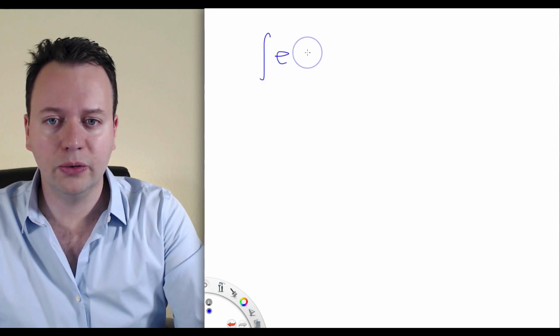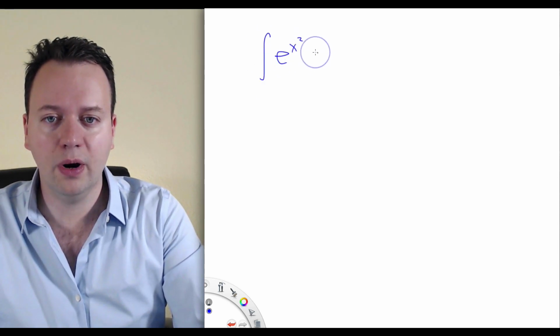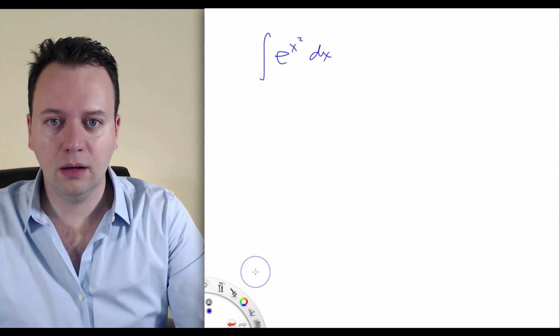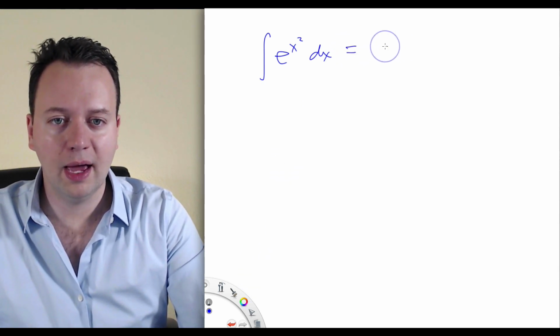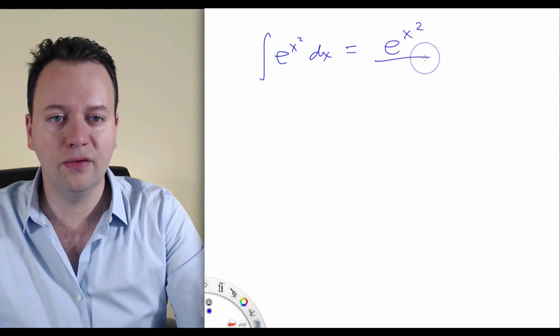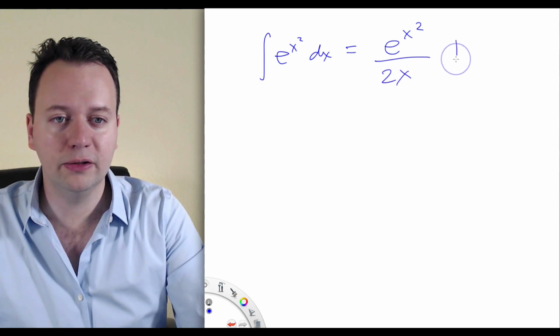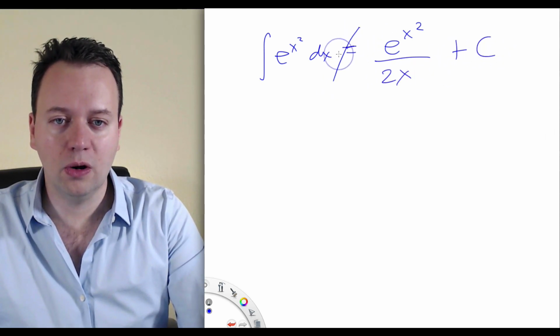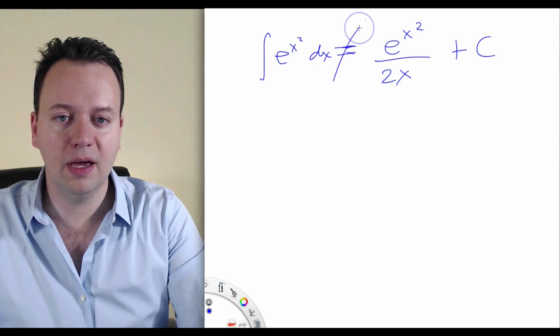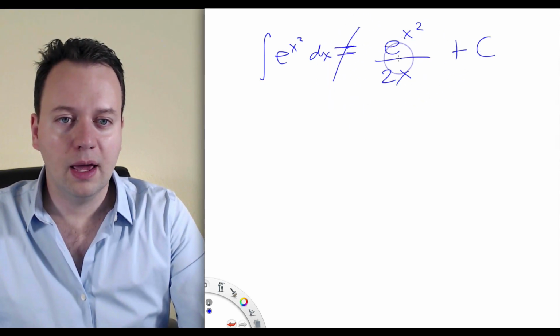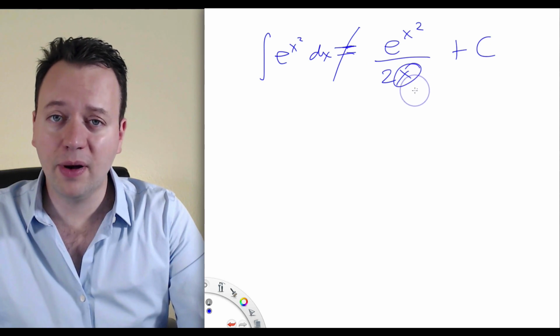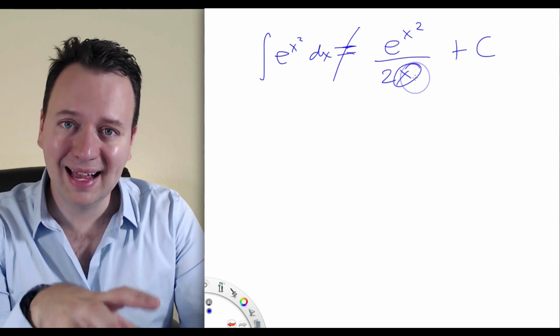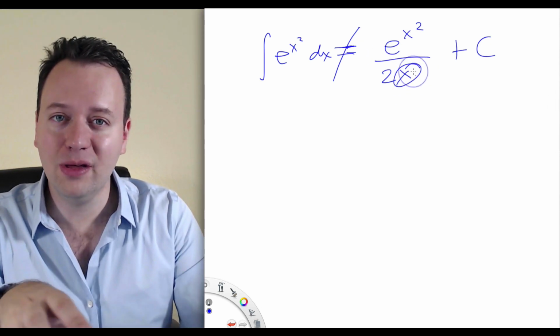How about the integral of e to the x squared? Well, if you just go about this and say, okay, well, it's e to the x squared divided by the derivative of the exponent, divided by 2x plus c, that does not work. This is wrong. Right? So that's a big no-no. And the reason is because when I divide by the derivative of the inside, that x in the basement here doesn't have anything to cancel with.